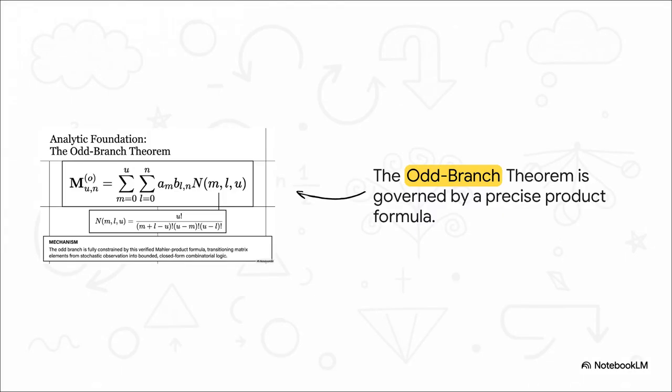Now, the odd branch is notoriously chaotic, right? But here, it becomes fully constrained by a verified product formula. The odd branch matrix is derived from summing over a multinomial identity. Focus on the core of that, n of m, l, u. It represents a highly precise factorial fraction. This transition is just monumental for the proof. It rips the matrix elements straight out of the realm of unpredictable stochastic observation and firmly plants them into bounded, closed-form combinatorial logic. The chaos is, essentially, mathematically caged.